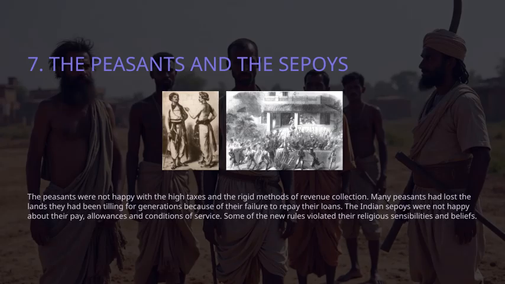The peasants, as many of you know, were quite unhappy with the high taxes they had to pay. The methods of revenue collection were very rigid and often harsh, making life even more difficult for them. Many peasants had lost the lands they had been tilling for generations, simply because they couldn't repay their loans. This created a lot of frustration and economic hardship among them.